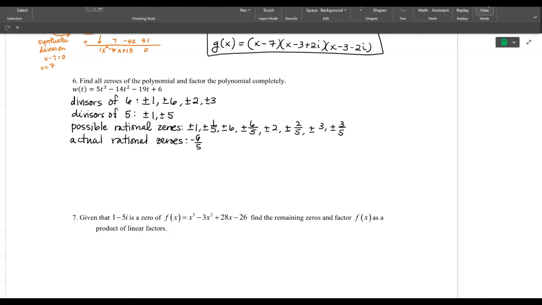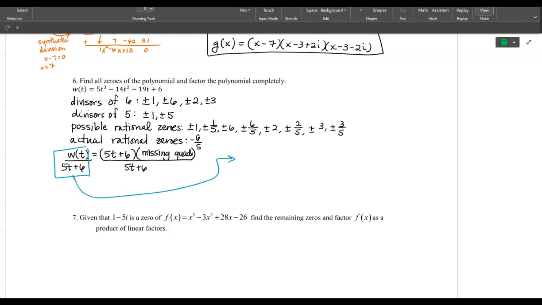So what we do know so far is that W of t is equal to, because I know negative 6/5 is a 0, I know that 5t plus 6 is a factor. And we are still missing something here that is quadratic. To find out that missing quadratic, I'm going to divide both sides by this 5t plus 6. And this division here, I will do long division for. I would not recommend you do synthetic division for that because although the denominator is linear, it does not have a leading coefficient of 1.